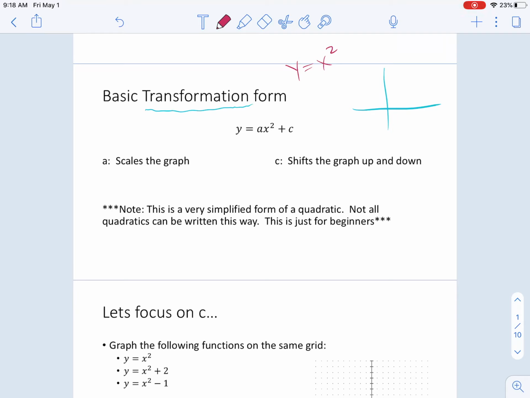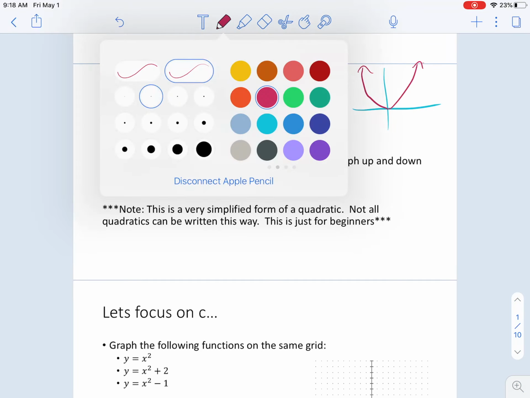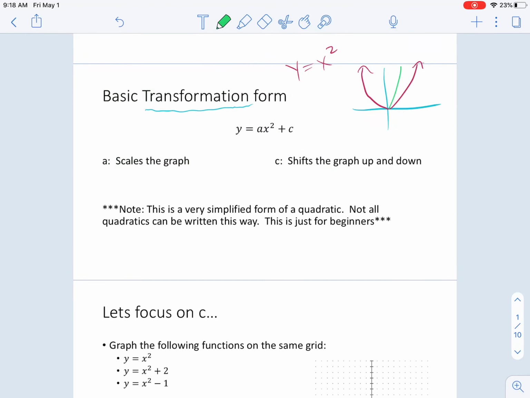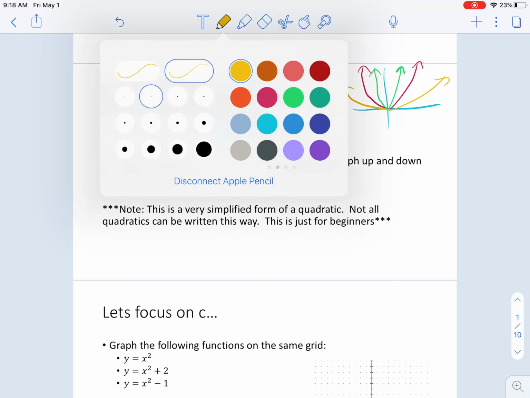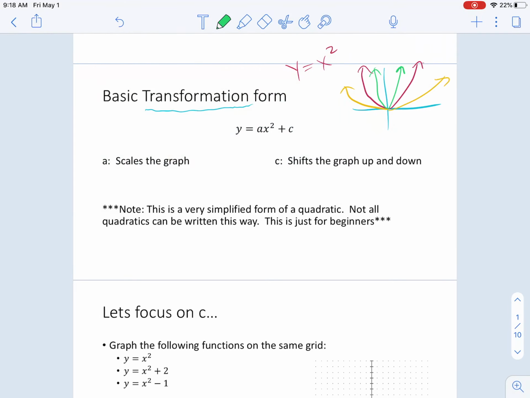So a transformation is when you start with y equals x squared, this graph, and then you change it, transform it into a new graph. So maybe that new graph is going to be narrower. Maybe that new graph is going to be wider. Maybe that new graph is going to shift down, but be the same. That's what we're going to learn about, is how we can take that first graph and then move it around or stretch it and change its shape. So that's what a transformation is.